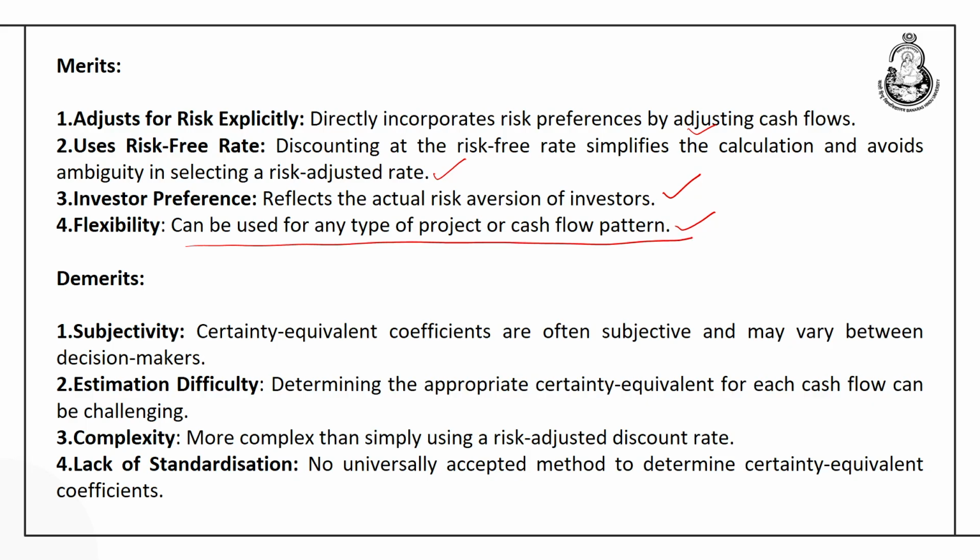As far as demerit is concerned, there is a lot of subjectivity involved, how to fix the certainty equivalent coefficient, and there is also a difficulty in estimating the cash inflows and certain other variables like the certainty equivalent coefficient, which is also known as the alpha value. Then there is a lack of standardization, because there is no universally accepted way to determine this alpha value.